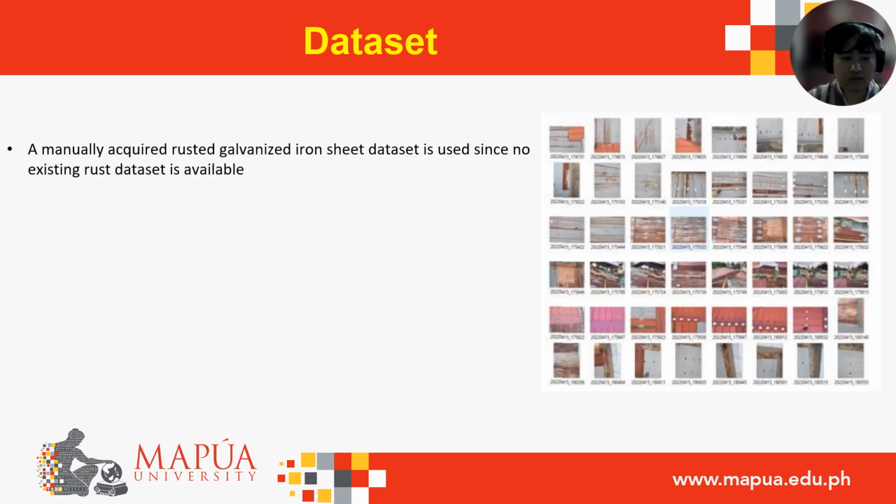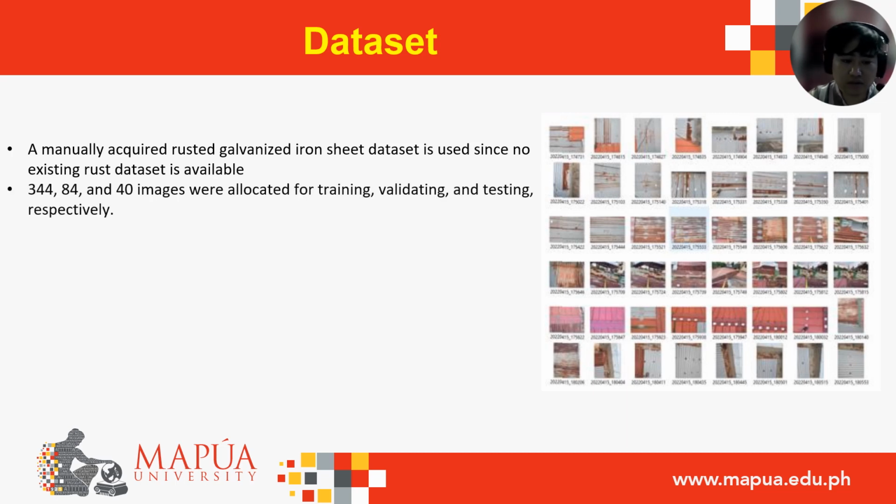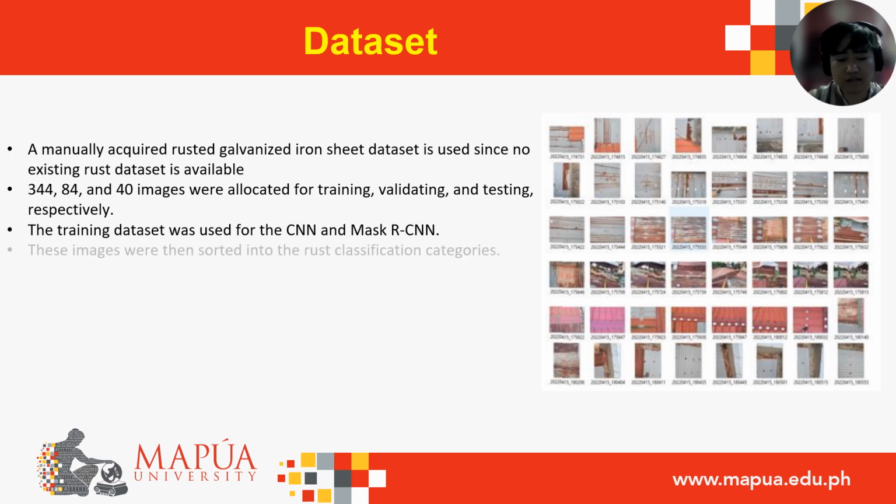So for our dataset, a manually acquired rusted galvanized iron sheet dataset was used since no existing rust dataset is available. 344, 84, and 40 images were allocated for training, validating, and testing respectively. The training dataset was used for CNN and Mask R-CNN, and these images were then sorted into the rust classification categories.